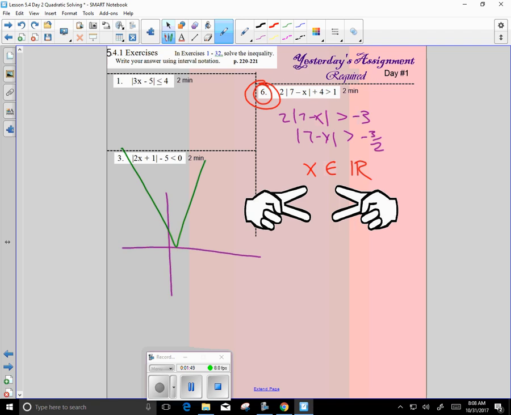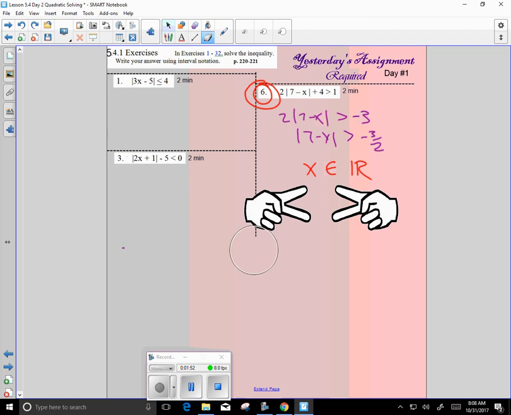That's tricky. Let's go to number 3 next door here, because I want to do an algebra one that actually works. Solve for this by itself. Always start by doing the absolute value by itself. And then you're going to move the 5 over, and you're going to get less than 5.